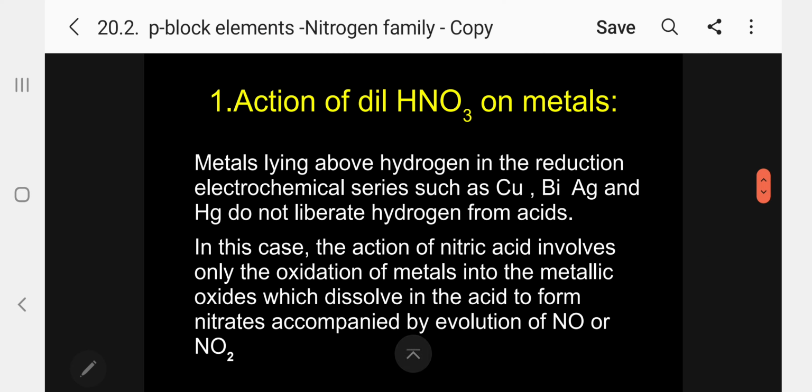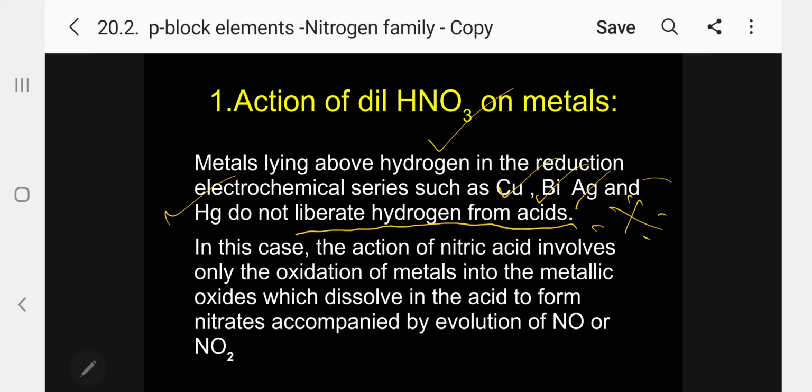Okay, let me continue. Metals lying above hydrogen in the electrochemical series, as we have seen already, such as copper, bismuth, silver and mercury, do not liberate hydrogen. Please follow. This is the important condition. Only metals below hydrogen will liberate hydrogen, and those above will not.